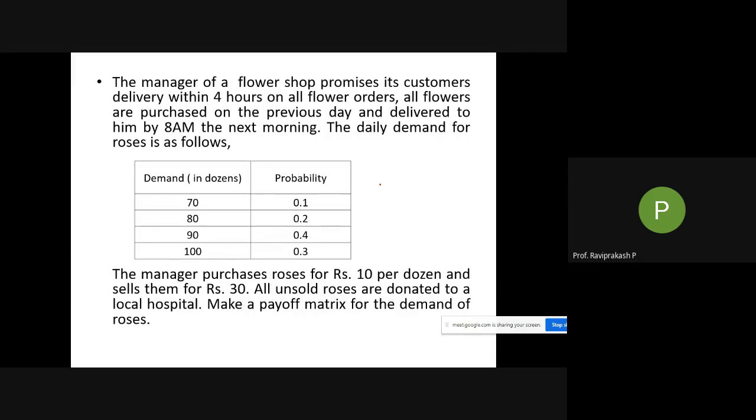The daily demand for roses is as follows. You can take down this particular tabular column. Demand in dozens and probability are given. Demand in dozens: 70, 80, 90, 100, and probability is 0.1, 0.2, 0.4 and 0.3.